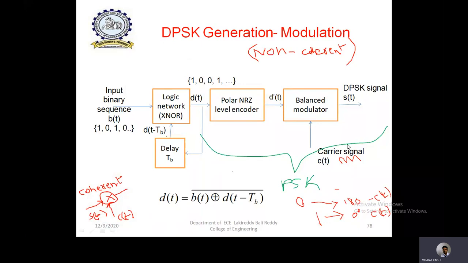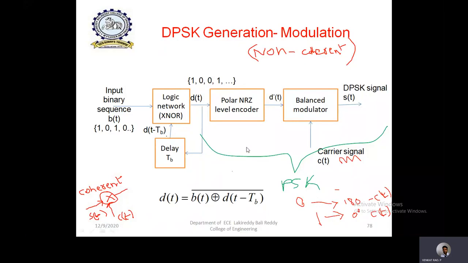Of course, the output is the same. That means in PSK, whenever the input is 0, we get a 180 degrees phase shift from the carrier, and whenever the input is binary 1, we get a 0 degrees phase shift from the carrier. The same kind of phase changes will be obtained after DPSK also. So the same type of output is generated, but without the need of a coherent carrier in the demodulation, we are able to generate and detect the DPSK signals. That is the main advantage.